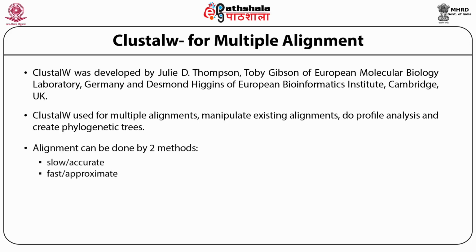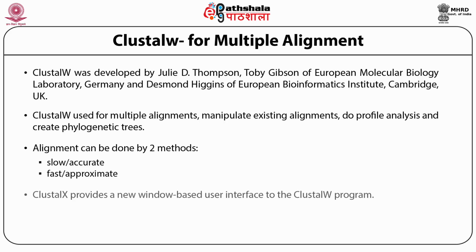The alignment can be done by two methods: one is a slow accurate method, or a fast approximate method. So CLUSTAL-X provides a new window based interface similar to that of the CLUSTAL program, which is used in the NCBI server. So these days it is called CLUSTAL-Omega. You won't be seeing the word CLUSTAL-W these days. It is called CLUSTAL-Omega on the EMBL server.